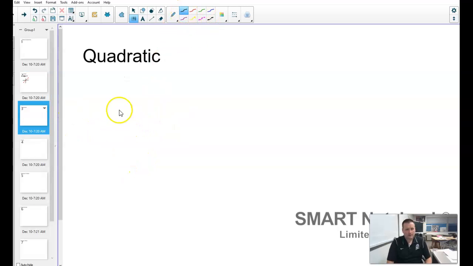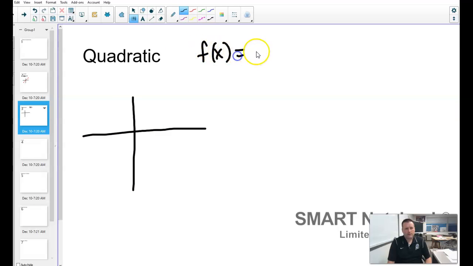A quadratic, the parent equation is f of x equals x squared. So whenever you see the highest power as a square here, you know it's going to be some sort of quadratic. If I was to graph just this parent function right here, this one looks like a U that goes right through the middle.